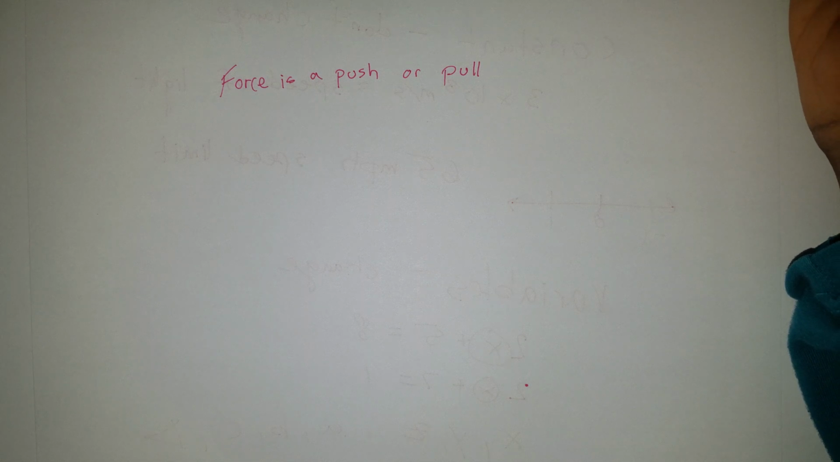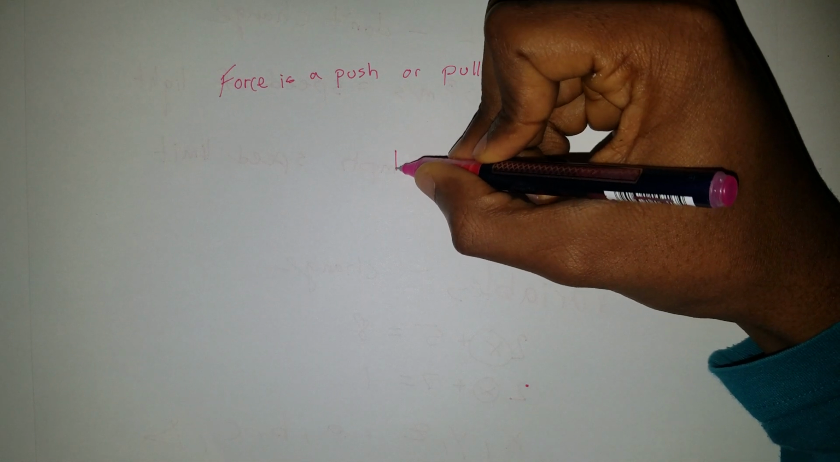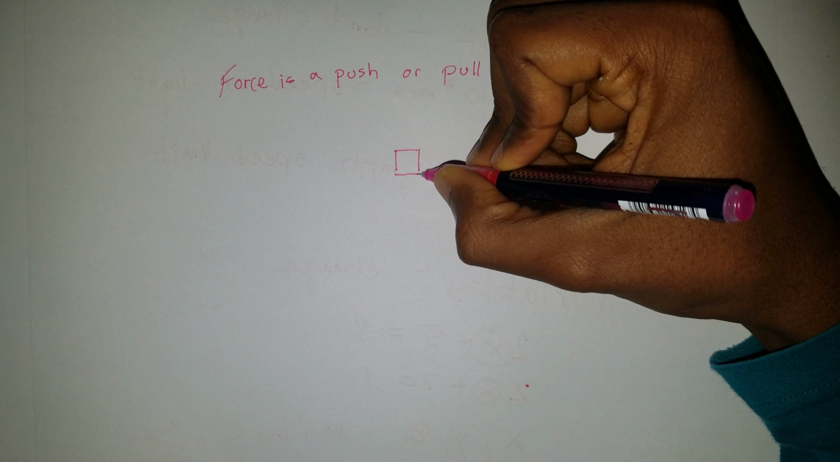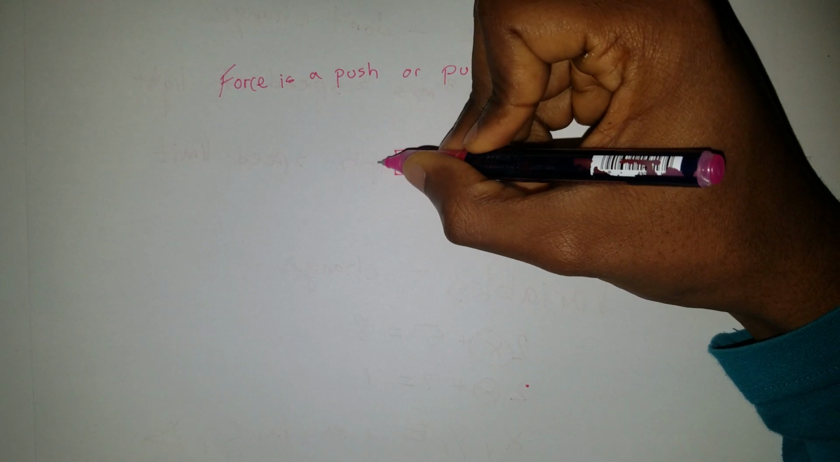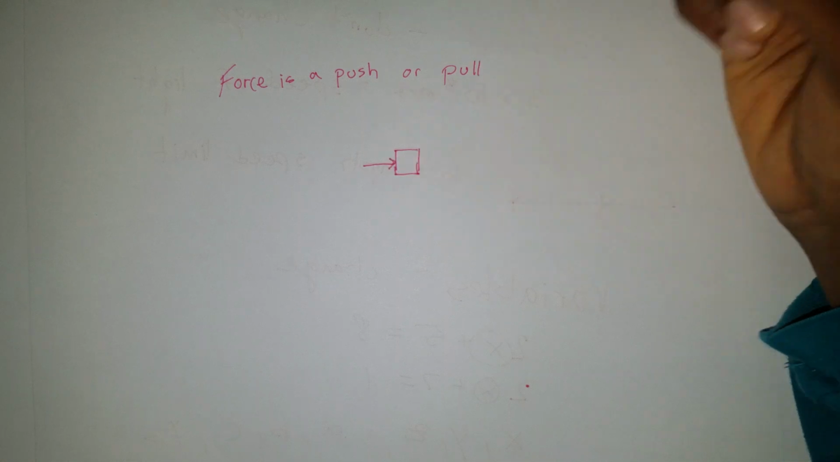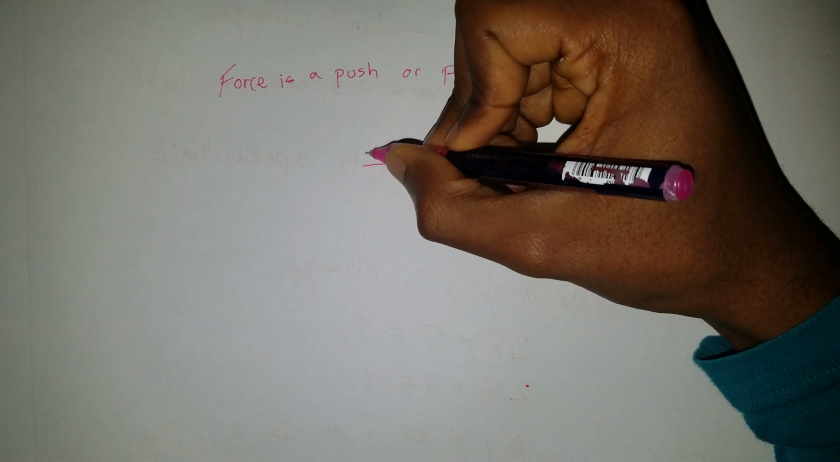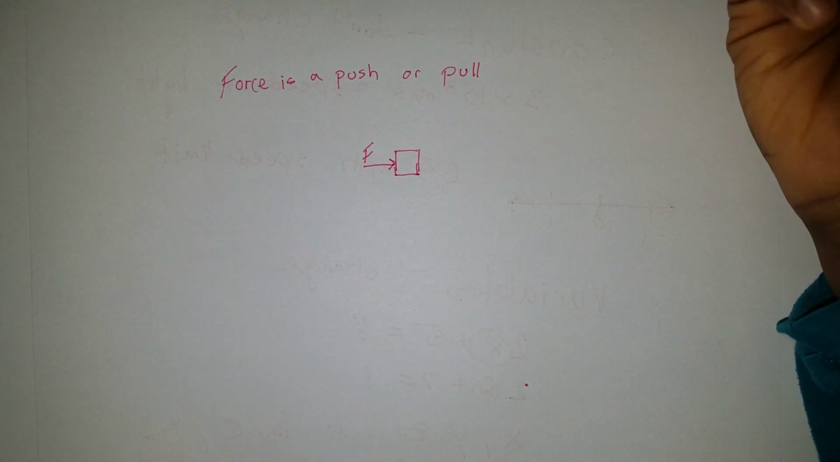For example, if you have a box and you're moving it, you're applying a force to it. You're pushing it. So this would be denoted by a force F.